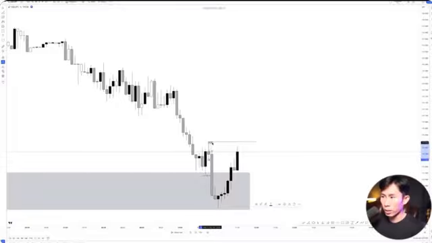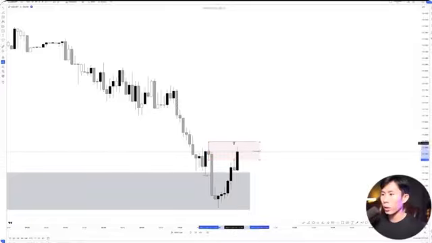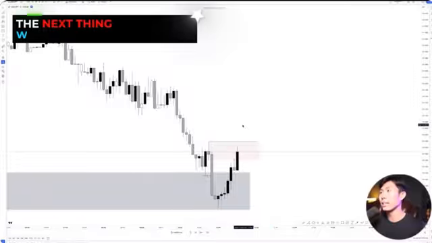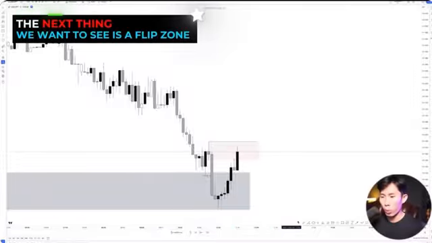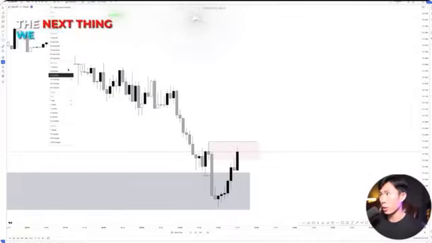Over here, this was a supply zone. How do we know this is a supply zone? Because after this supply zone, lots of supply stepped into the market and caused price to go all the way back down. So the next thing we want to see is obviously that flip zone. We want to see that failed reaction. Then we want to wait for that flip zone to be swept before we actually enter for the trade.